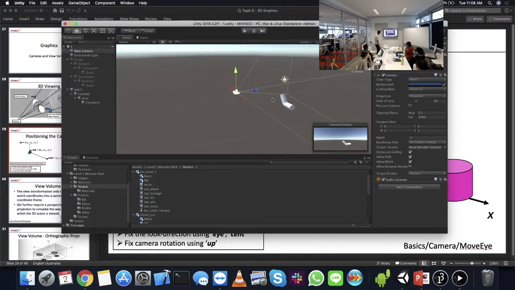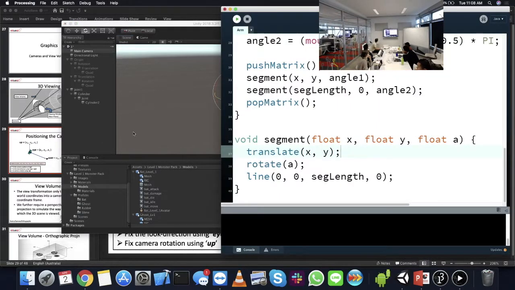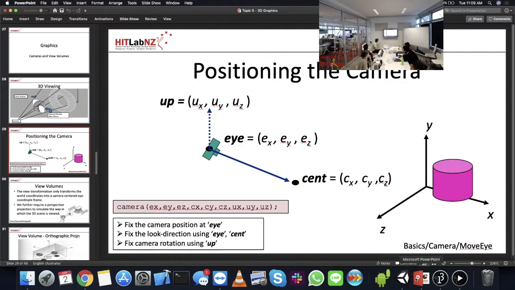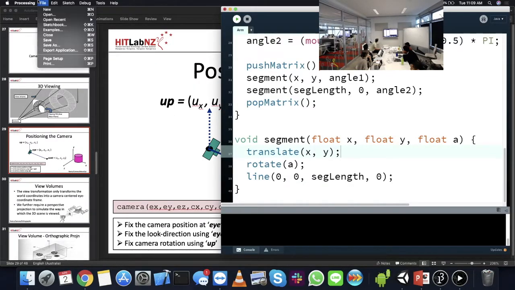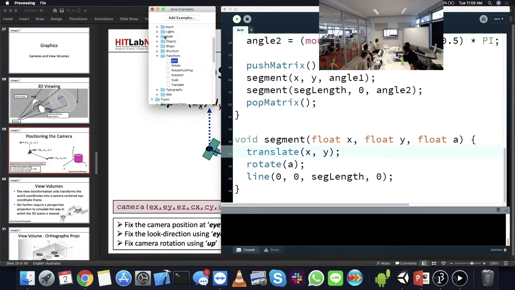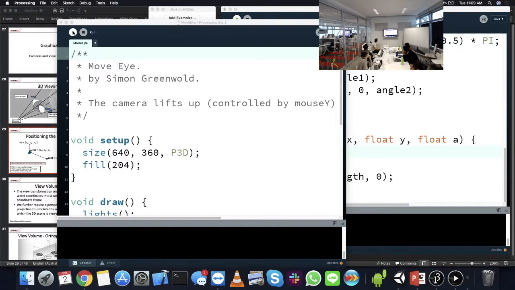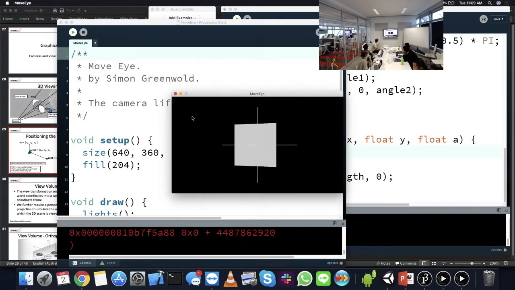So there's my camera. I can shift its position around, orient it and rotate it to look at various things. But there are other ways in which we can orient a camera. There is a nice example in Processing, Basics, Camera, Movie, which shows one way of rendering a camera. Okay, let's have a little look at this example and talk about what's going on here.